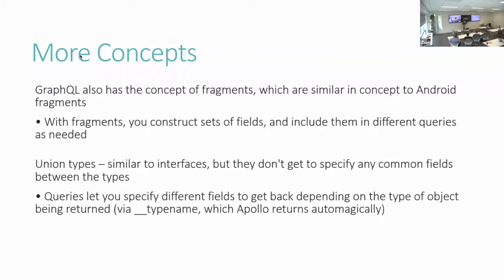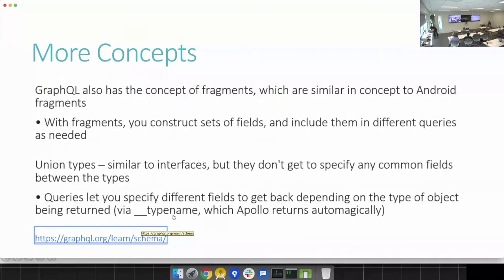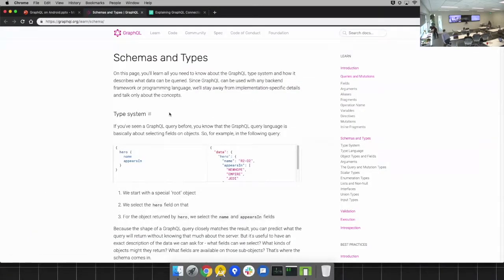Other GraphQL clients may not return automatically, but that is something to note, that Apollo will just do it for you, which helps with things like debugging. So, let me go over this. Let me go to this link real quick, just so you can see what these look like, since I won't be going over them in my demo app.